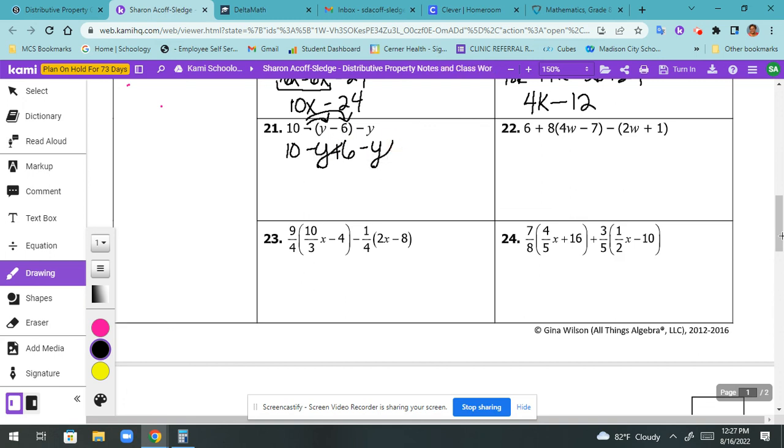Okay. So now these are like terms, and then these are like terms. So I have 10 plus 6, and then minus y, minus y. So 10 plus 6 is 16. Minus 1y minus 1y is a minus 2y. If you don't believe me, do negative 1 minus 1 in your calculator.